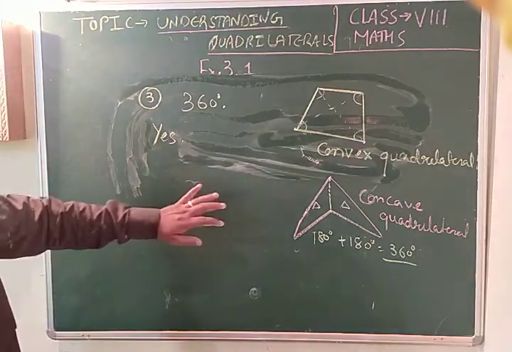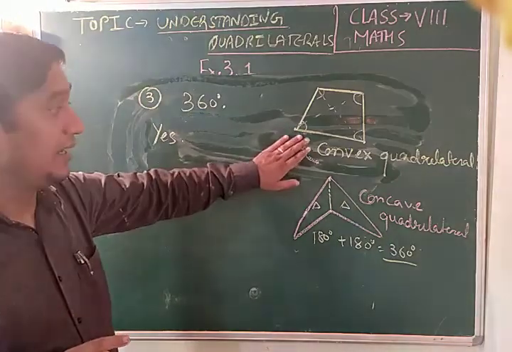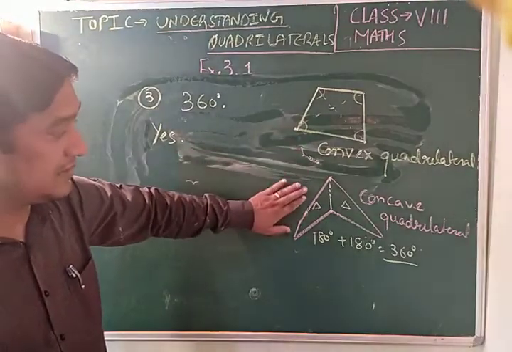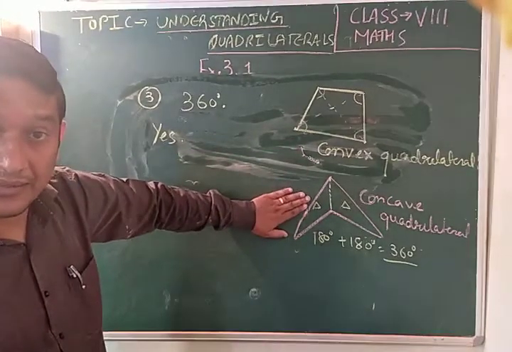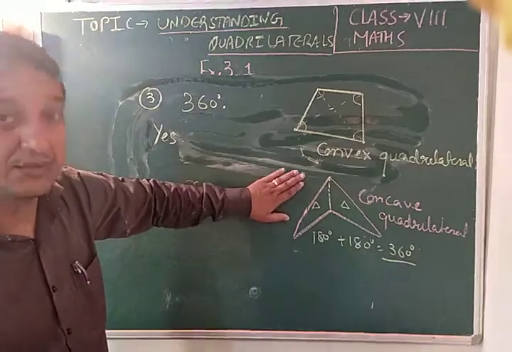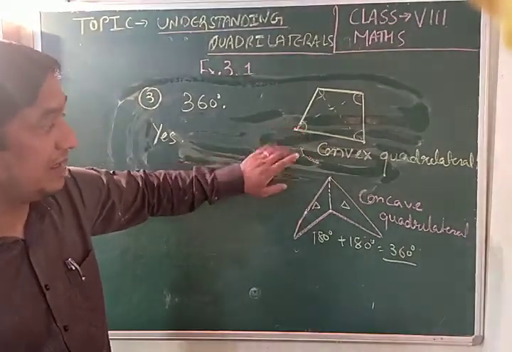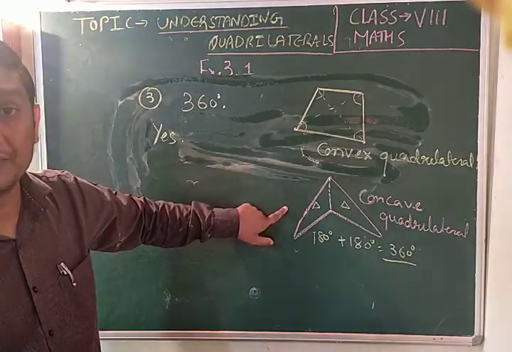And he also says draw a quadrilateral which is not convex. So this is the quadrilateral that is not convex, and it is concave. Opposite of a convex quadrilateral is a concave quadrilateral.